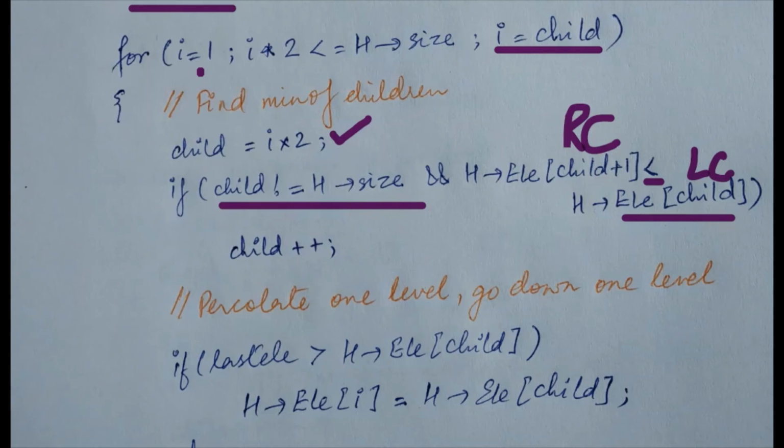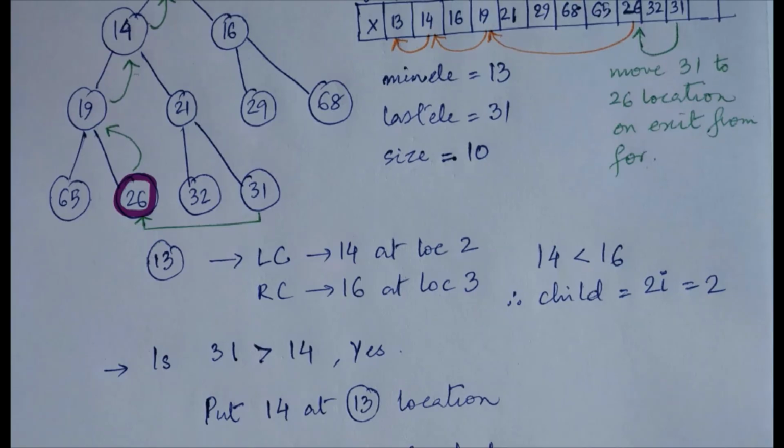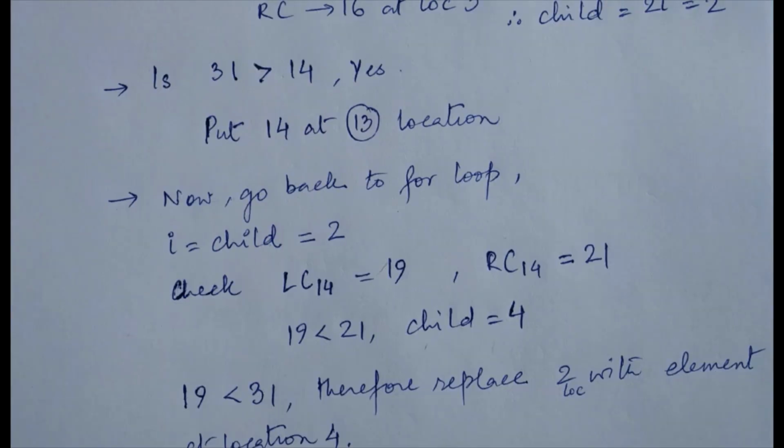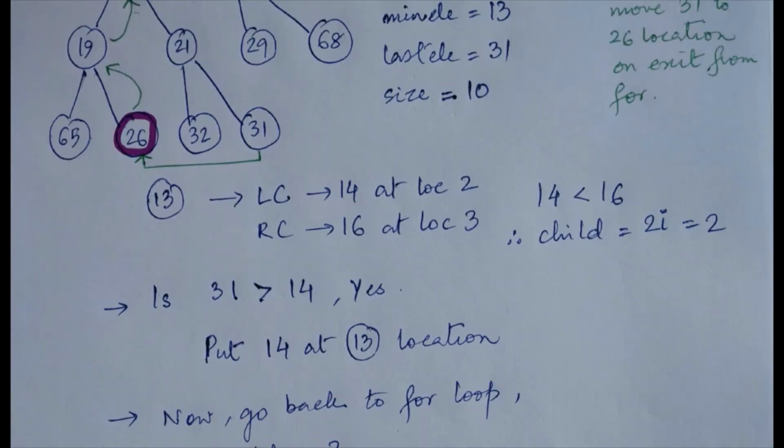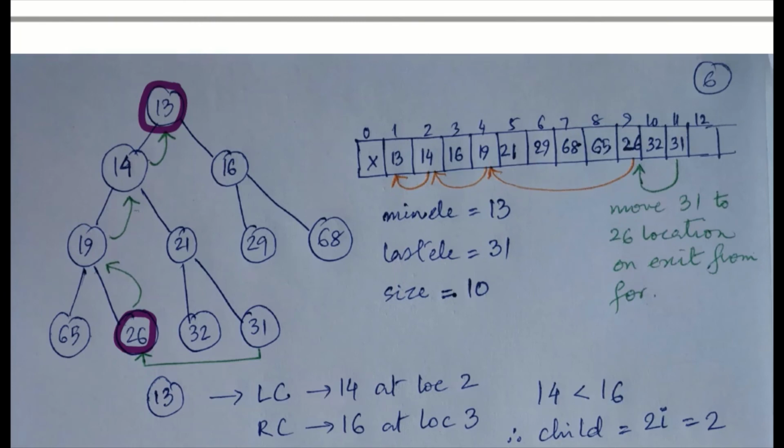So now the child was 2 and the parent now is 2 in second loop, and the child becomes 4 for the coming loop. So 4, if you see location 4, this becomes the parent now, 19, but 19 has moved up, so this is empty in a way. So the children of 19 are 65 and 26.